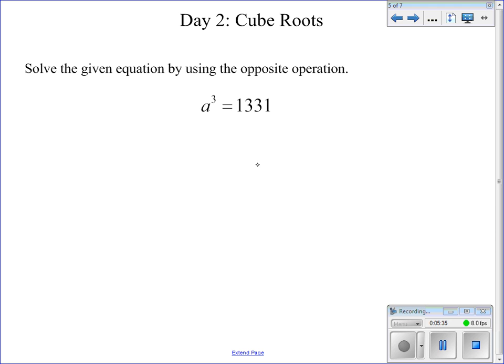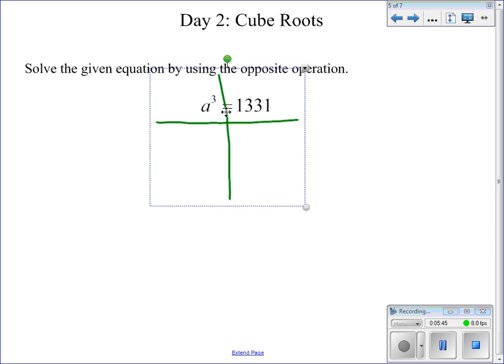Let's try another problem. Again, we're trying to isolate a so that it's all by itself on one side of the equation, which means we have to take the cube root of a on both sides. The cube root and the cube cancel out, and we're left with a.